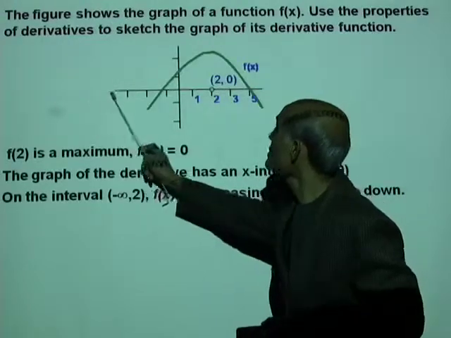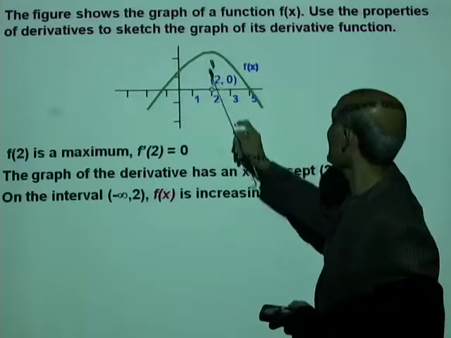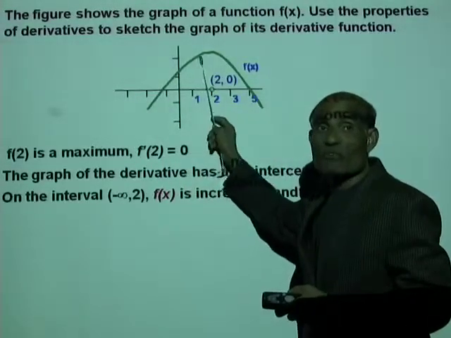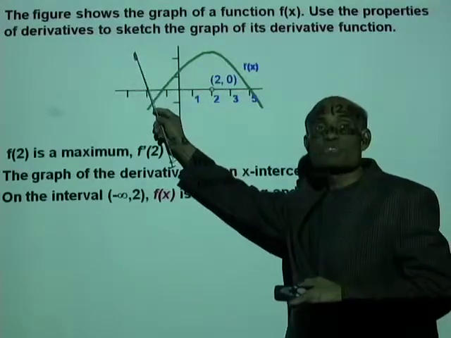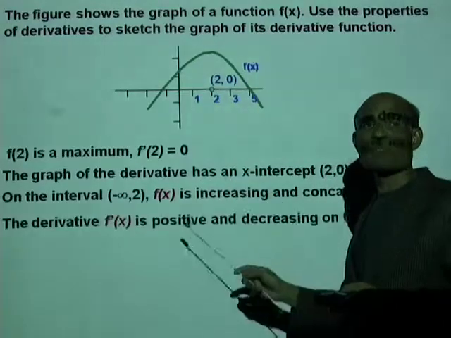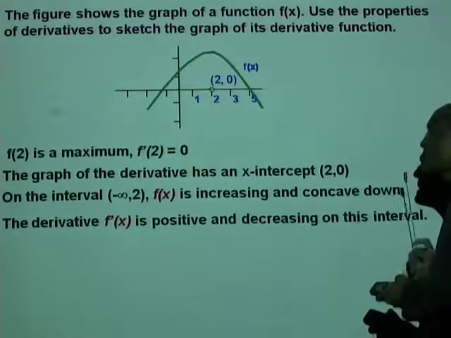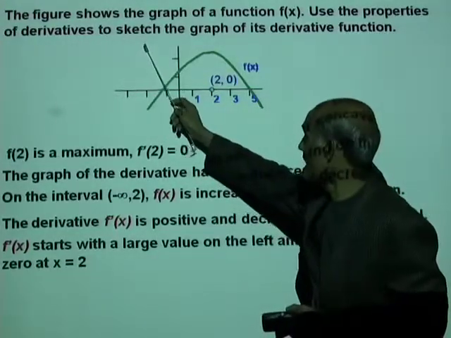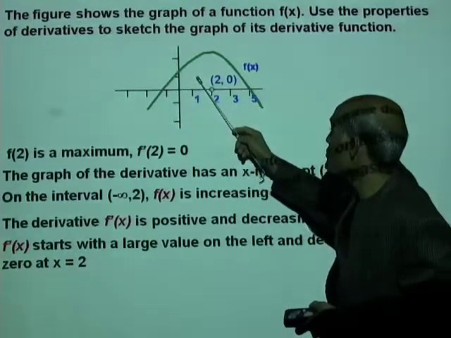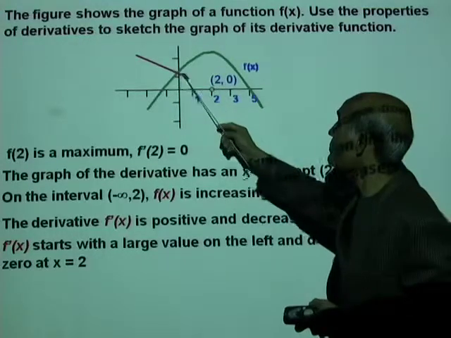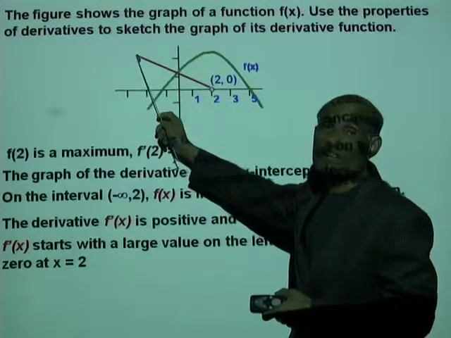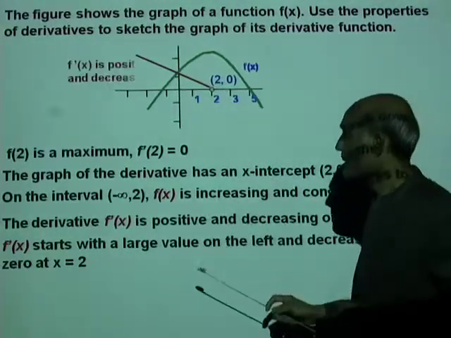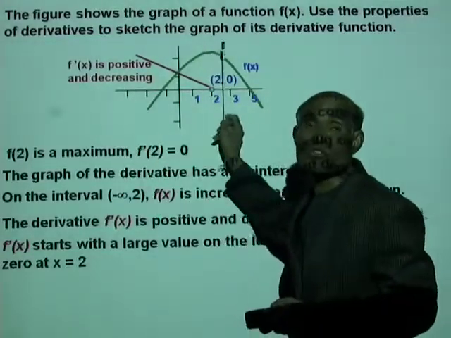On the interval negative infinity to 2, f of x is increasing and concave down. Increasing means the derivative must be positive. Concave down means the derivative must be decreasing. So the derivative will start at a high value there and it will decrease. So f prime of x is positive and decreasing on this interval. The derivative will start with a large positive value, decrease, and reach 0 at x equal to 2. There comes the graph. There you go. Alright. f prime of x is positive and decreasing in this interval.